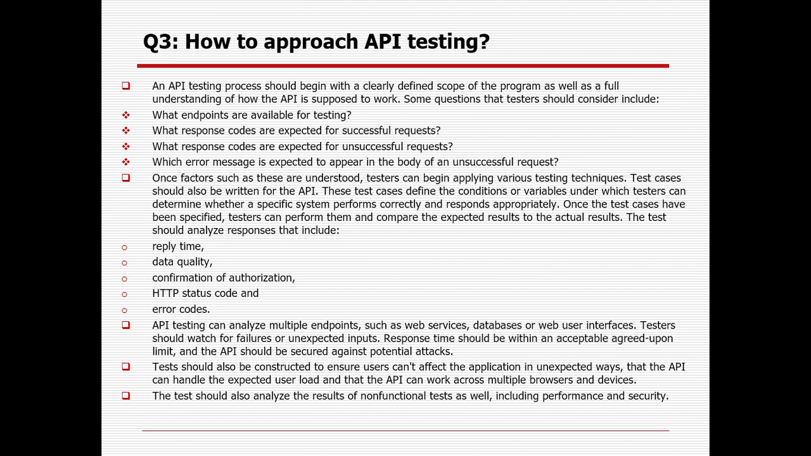How to approach API testing? An API testing process should begin with a clearly defined scope of the program as well as a full understanding of how the API is supposed to work. Some questions the tester should consider include: what endpoints are available for testing, what response codes are expected for successful requests as well as unsuccessful requests, and which error message is expected to appear in the body in case of an unsuccessful request.